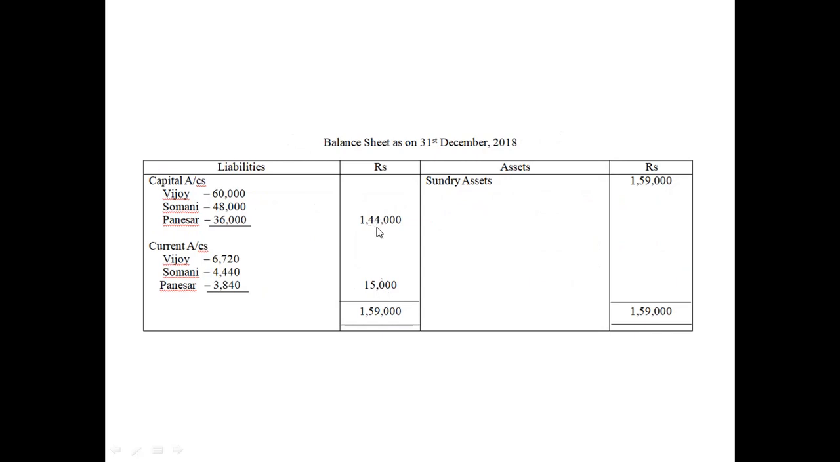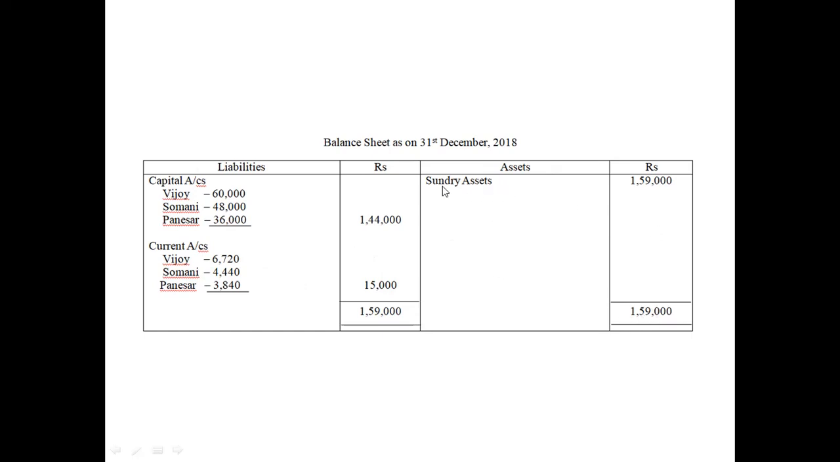Now how much is the total? 1,59,000. Okay, and we know from class 11 that assets is equals to capital plus liabilities. So that is your basic accounting equation. Whatever is the total of your liabilities should be the total of your assets column also. So the total of this asset column should also be 1,59,000.